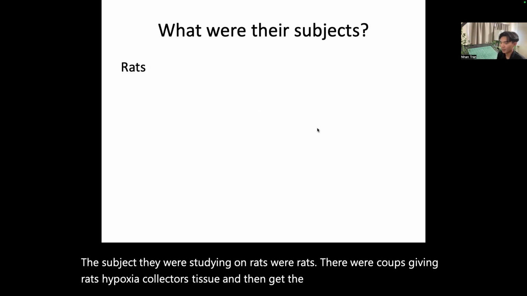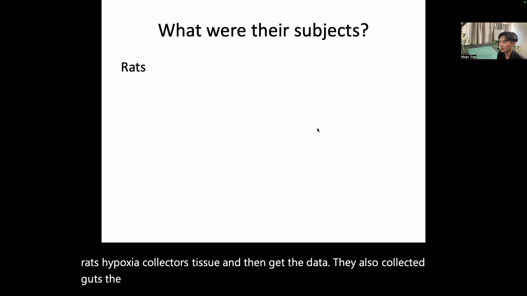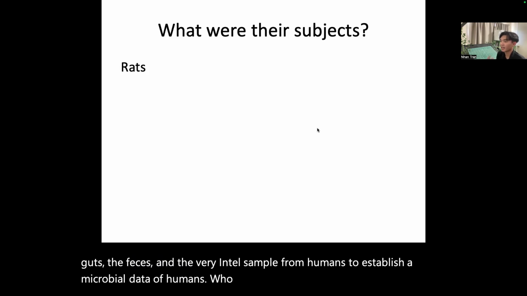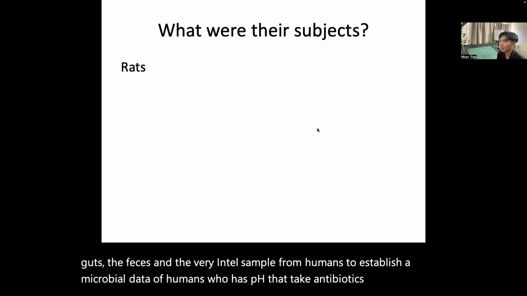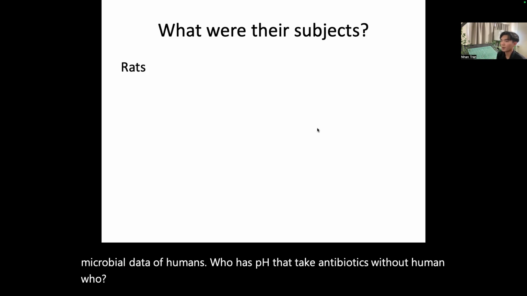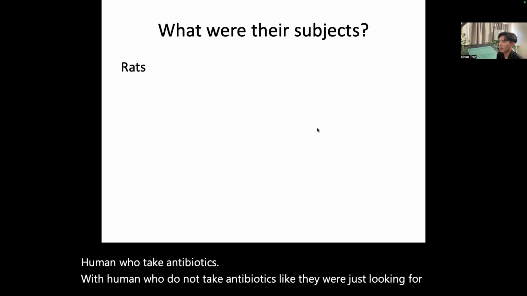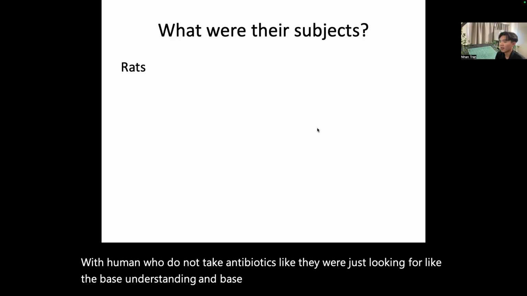They also collected guts, the feces, and the pharyngeal samples from humans to establish microbiome data of humans who have PH and take antibiotics, compared with humans who do not take antibiotics. They were just looking for the base understanding and base knowledge of what bacteria could be present in the guts.